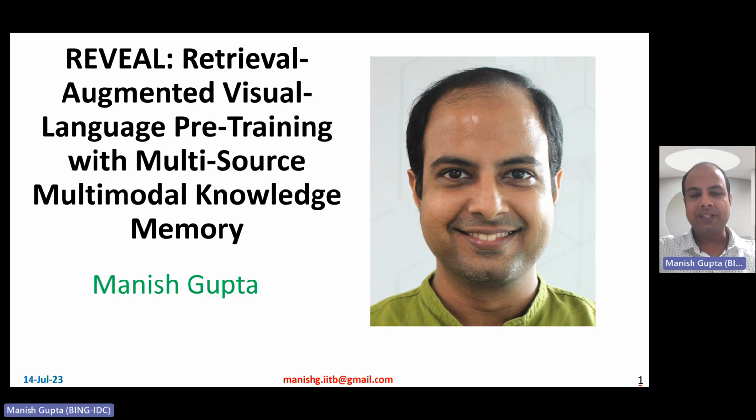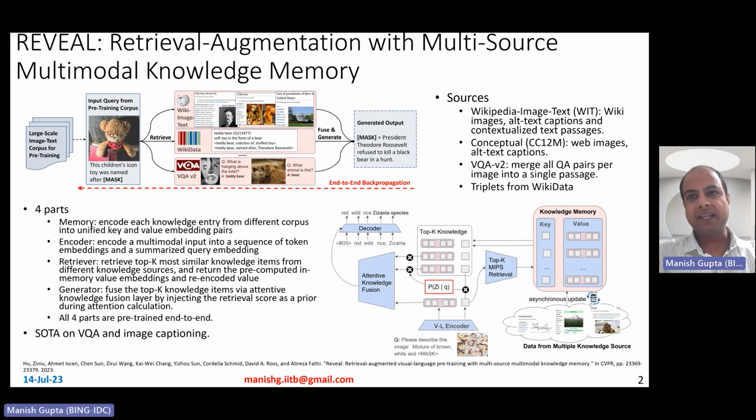Hi, my name is Manish Gupta, and in this video, I'm going to talk about Reveal, which is a retrieval augmented model for visual and language kind of scenarios, multimodal scenarios. It basically is for multi-source, multimodal scenarios. So let's see how it works. As I mentioned, Reveal is essentially a retrieval augmentation with multi-source, multimodal knowledge memory.